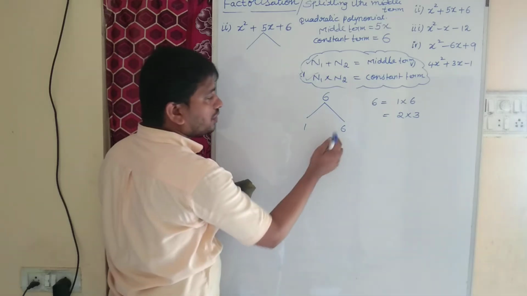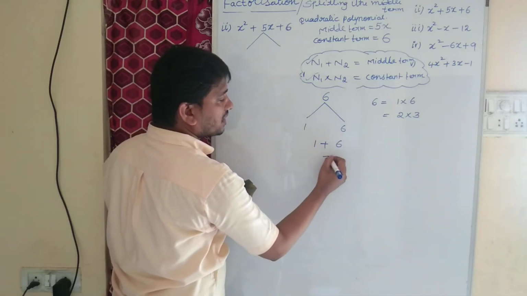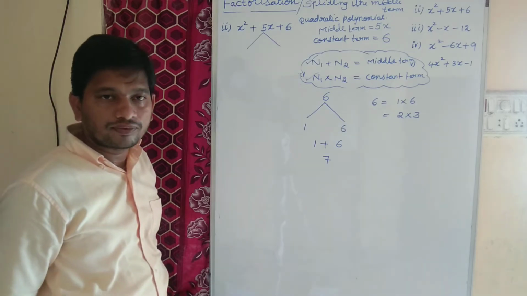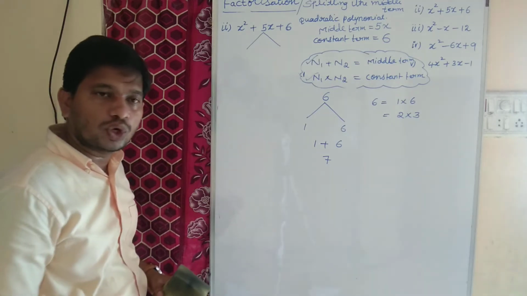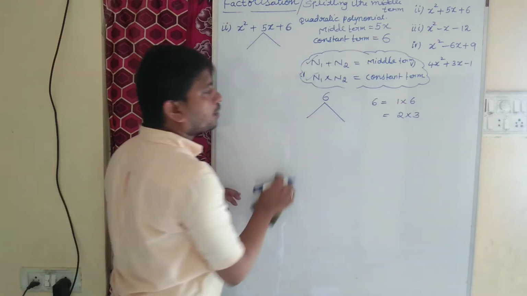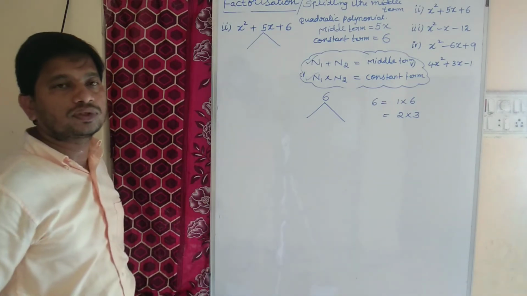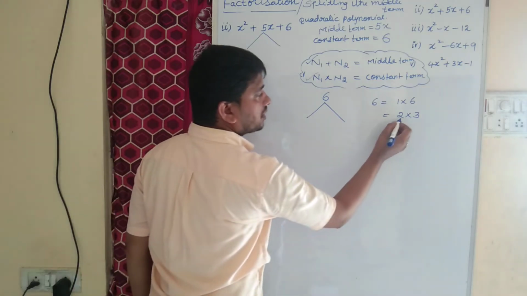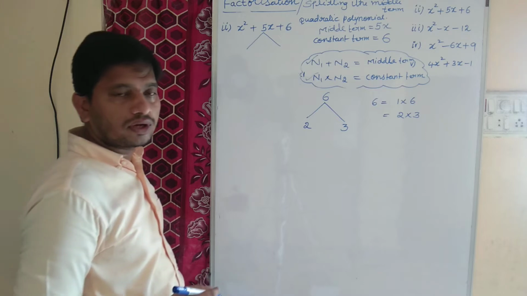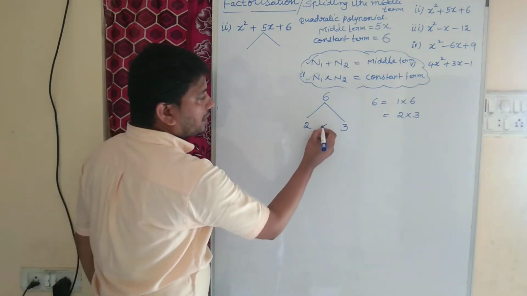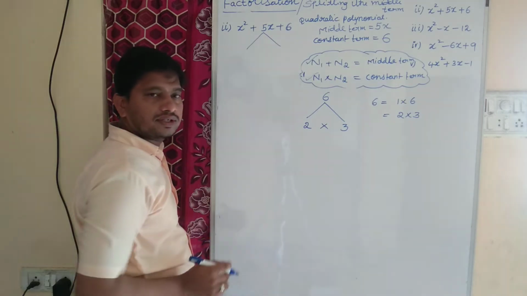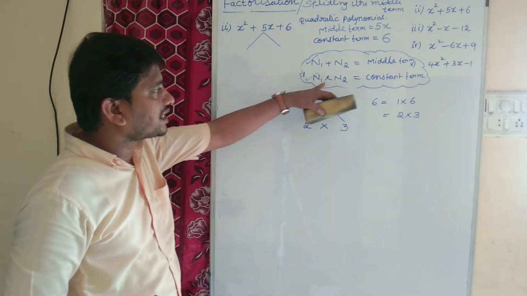So if I add 1 to 6, how much will I get? I will get 7. Do we get the middle term? No. So factors of 6, that is 1 and 6, are not possible in this case. Now coming to the second factors, that is 2 and 3. When I multiply these two numbers, 2 into 3, 2 3s are 6. Of course, second condition is satisfying.